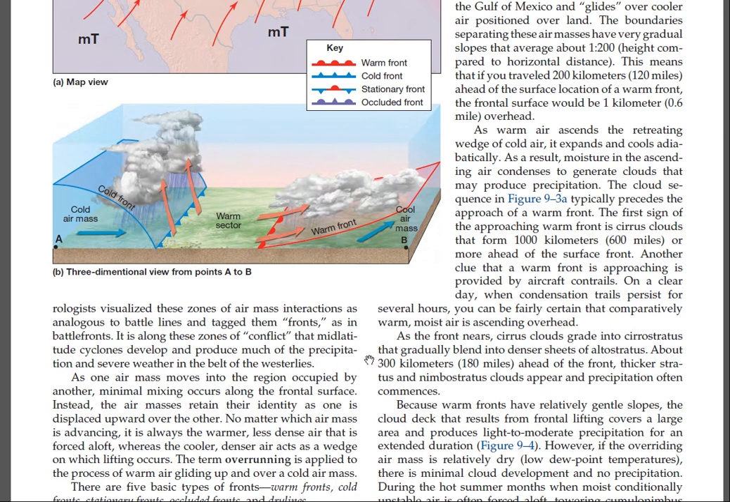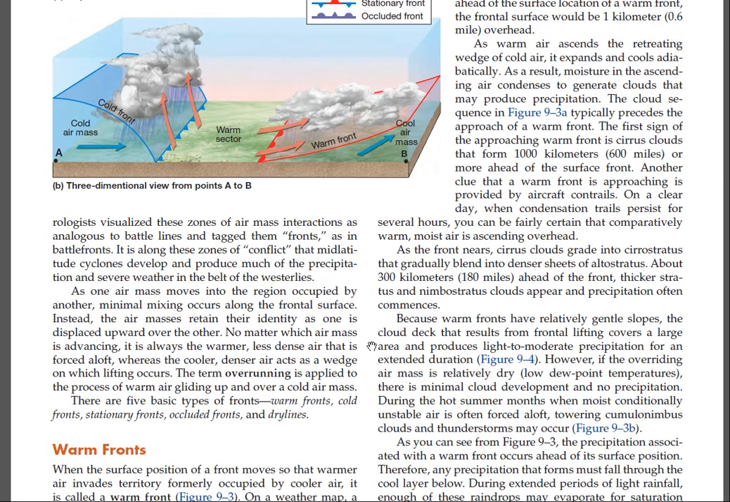About 300 kilometers ahead of the front, thicker stratus and nimbostratus clouds appear and precipitation often commences. Because warm fronts have relatively gentle slopes, the cloud deck that results from frontal lifting covers a large area and produces light to moderate precipitation for an extended duration, figure 9.4. However, if the overriding air mass is relatively dry, with low dew point temperatures, there is minimal cloud development and no precipitation.